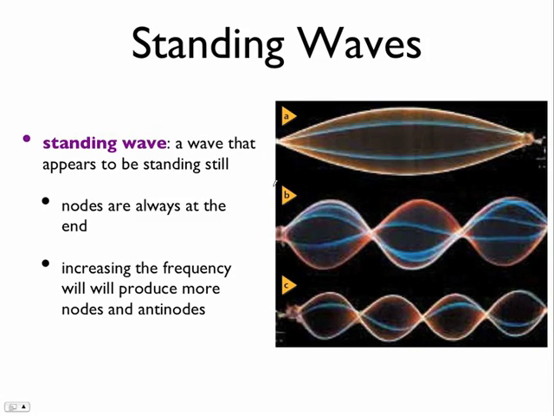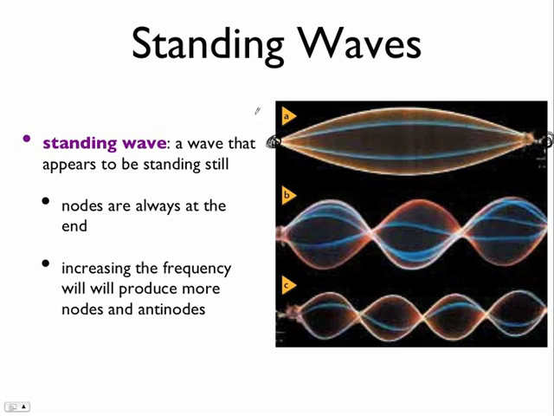Standing waves are waves that appear to be standing still, which means it doesn't look like they're moving. When you're doing jump rope, you have a standing wave, it looks like it's standing still. On a standing wave, this will be really, really key when we talk about instruments and things.